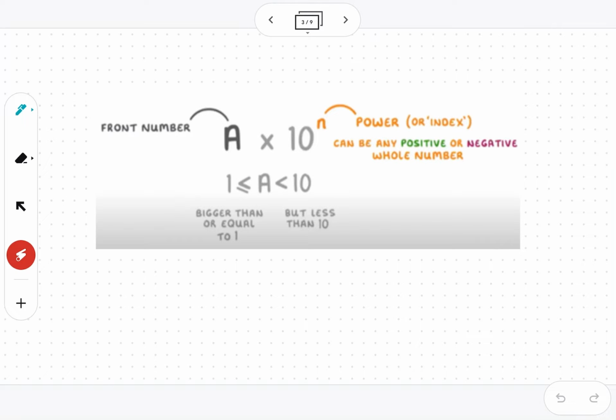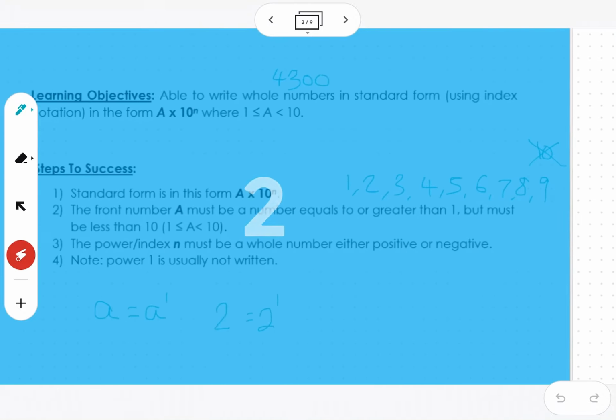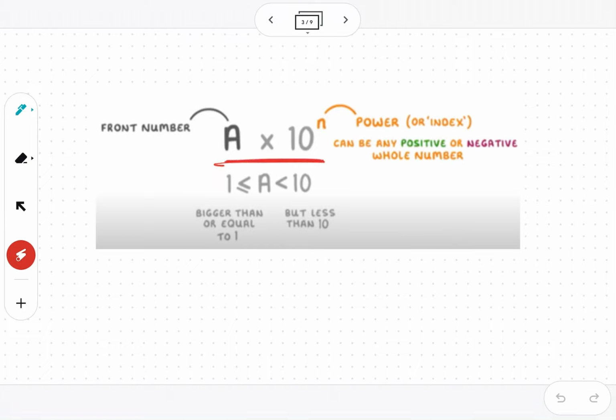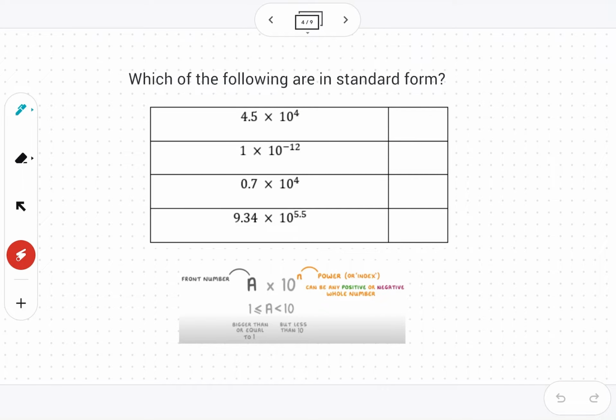Okay. This is just a summary from the steps to success. This is the standard form format. So you need to have a front number, then you need to have times 10. So the base is 10, power n. And remember, the n must be a whole number, positive or negative. Okay, now which of the following are in standard form?